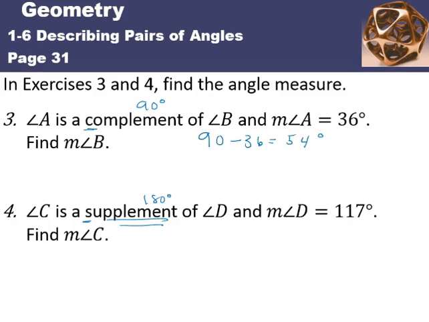So to find the supplement of 117, I'm going to do 180 minus 117. 3 gets me to 120, and then I need 60 more to get to 180, so 63.